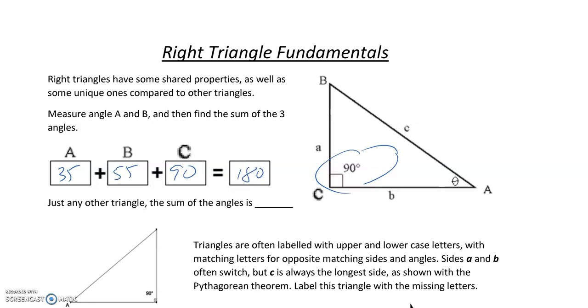And that's because just like all other triangles, all the angles will always add up to 180 degrees every single time, no matter what kind of triangle it actually is. Okay, so that's one basic fundamental property of triangles.